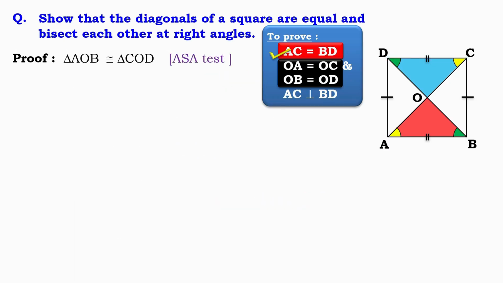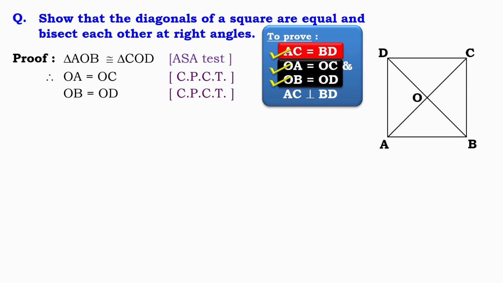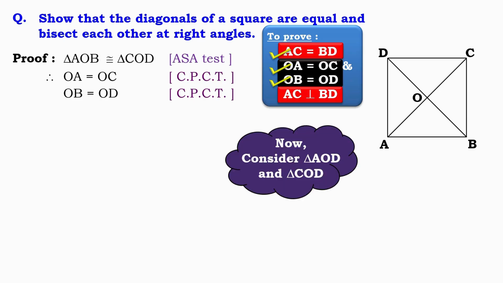Okay. So now, according to CPCT, that is corresponding parts of congruent triangles, we can clearly say that OA is equal to OC, correct? And similarly, also by applying the CPCT, OB is equal to OD. Okay, so this is the second proof that we have already proved. Now, the third proof, that is AC is perpendicular to BD.